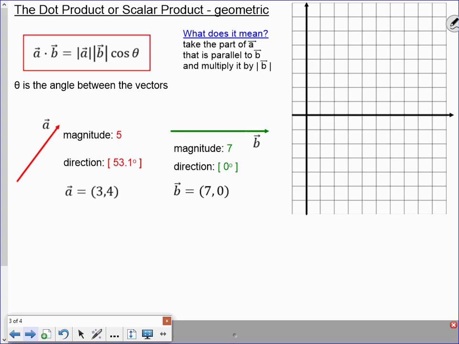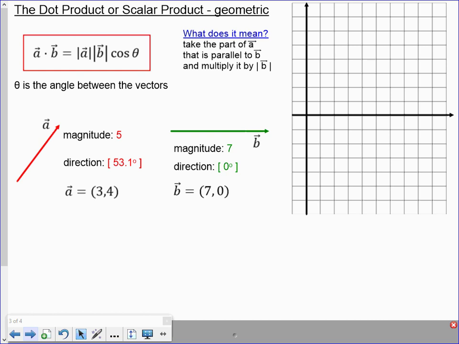Here is a summary of what you need to know about the dot product. And we're going to start by thinking about it in geometric terms. So we're given two vectors here, vector A and B, and we're given the magnitude of A and the magnitude of B. A has a magnitude of 5, and it has a direction of 53.1 degrees to the positive x-axis. Vector B has a magnitude of 7, and it's at a direction of 0 degrees to the positive x-axis. The formula for the dot product is up here at the top in the red box. If I want to do the dot product of A and B, so A dot B, it's going to be the magnitude of A times the magnitude of B times the cosine of the angle between them.